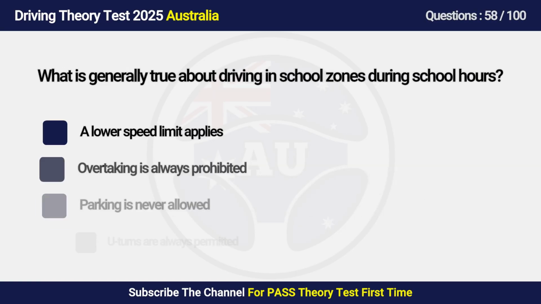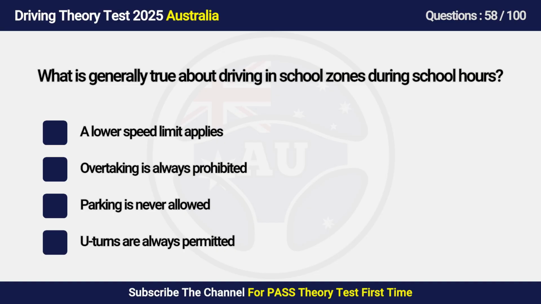Question 58. What is generally true about driving in school zones during school hours? A. A lower speed limit applies. B. Overtaking is always prohibited. C. Parking is never allowed. D. U-turns are always permitted.